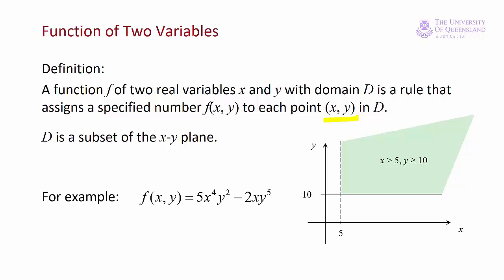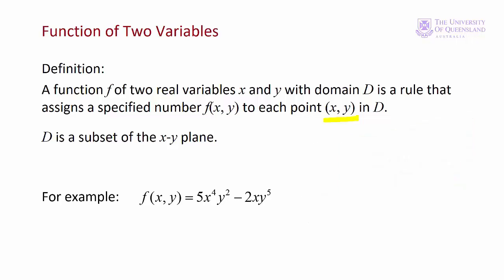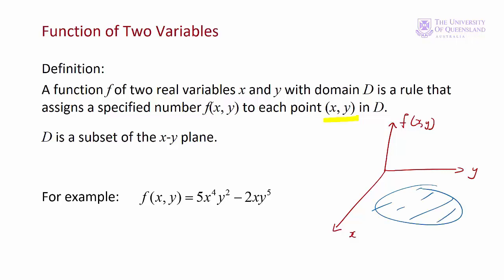If we're going to plot that, the values of our two variables are in the xy plane, but the value of the function is in the third dimension. So we'd have the x-axis, the y-axis, and then vertically f of x, y. So our domain for our function is down here, and the values of the function are marked along this vertical axis.